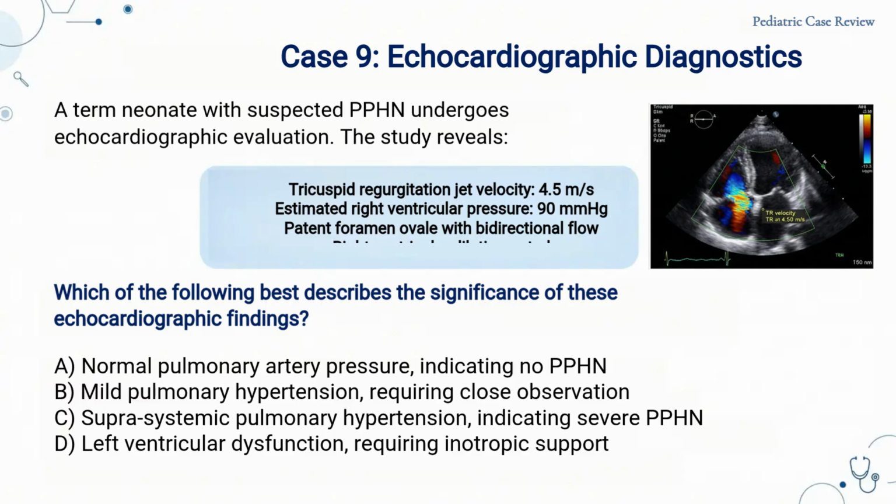Option A. Normal pulmonary artery pressure, indicating no PPHN. Option B. Mild pulmonary hypertension requiring close observation. Option C. Suprasystemic pulmonary hypertension indicating severe PPHN. Option D. Left ventricular dysfunction requiring inotropic support.